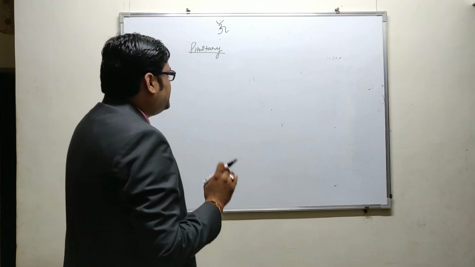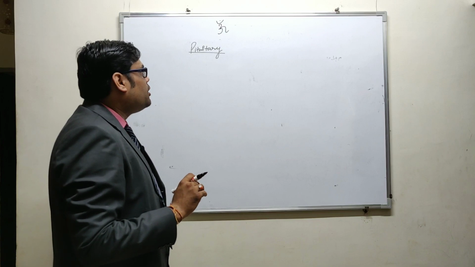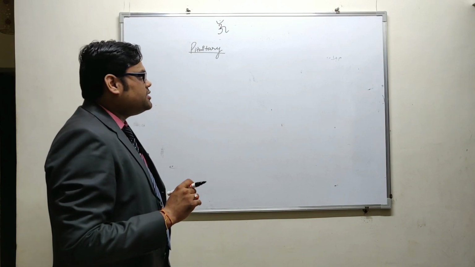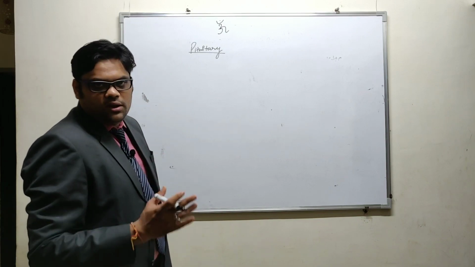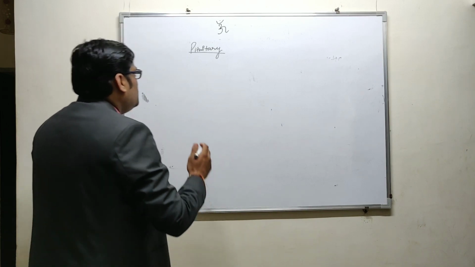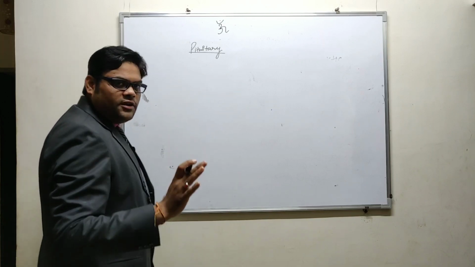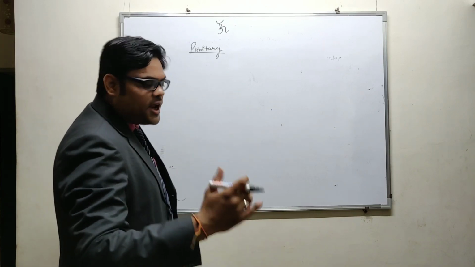Pituitary is known as the master of orchestra, as I have already discussed in the previous lectures, that the pituitary controls all the glands of the body. So it is known as what? Master of orchestra. This pituitary gland controls all the functions of different types of glands.